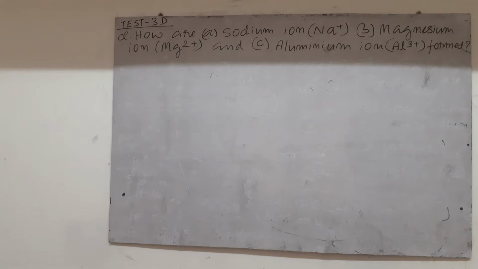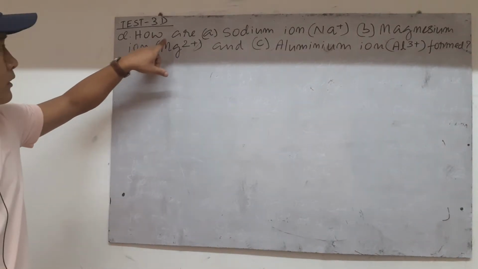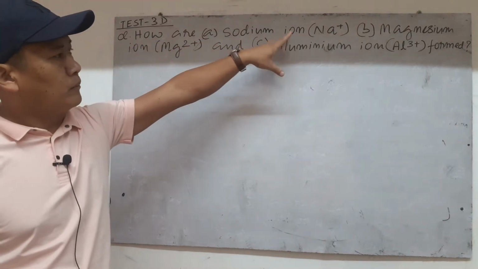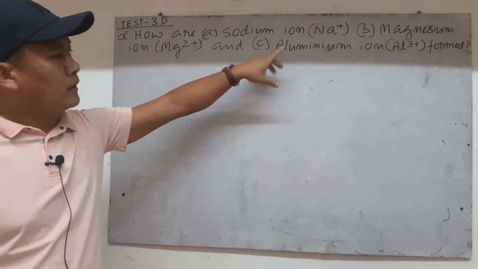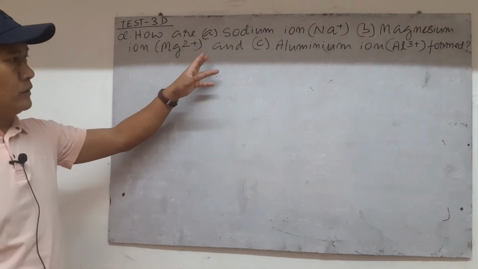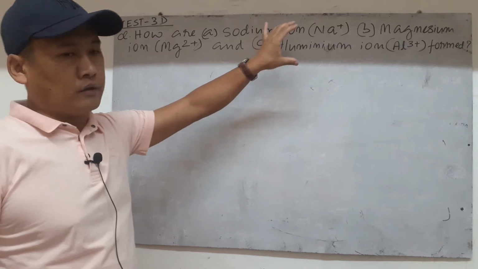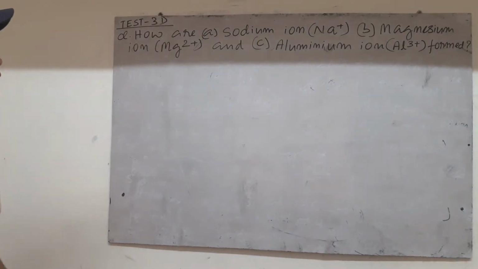Okay, so in this class, let us discuss this question. You can write it down. How are sodium ion, Na+, magnesium ion, Mg2+, and aluminium ion, Al3+ formed? Understanding how these ions are formed is going to be critical in understanding the next topic. Let us start it.